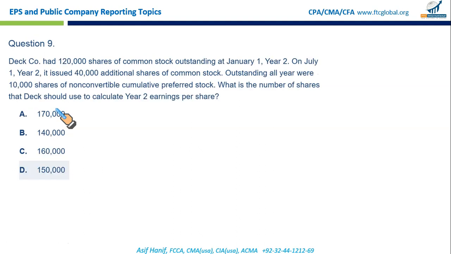B is the answer. DEC company had 120,000 shares of common stock outstanding at 1st of January year 2. On July 1st year 2, it issued 40,000 additional shares of common stock. Outstanding shares all year were 10,000 shares of non-convertible cumulative preferred stock. What is the number of shares that DEC should use to calculate year 2 earning per share? Of course, earning per share involves only the common stock.